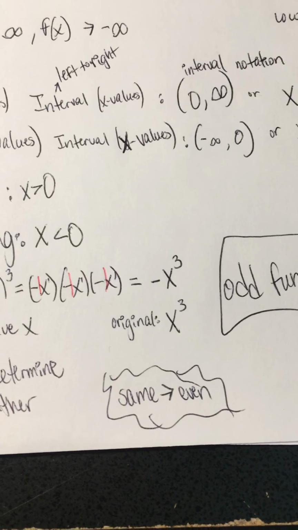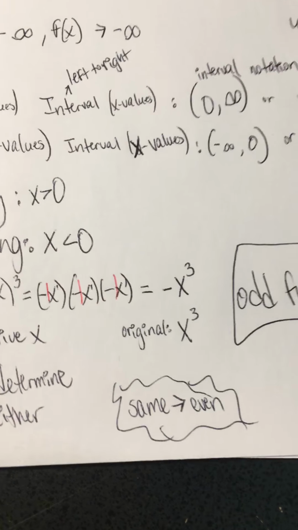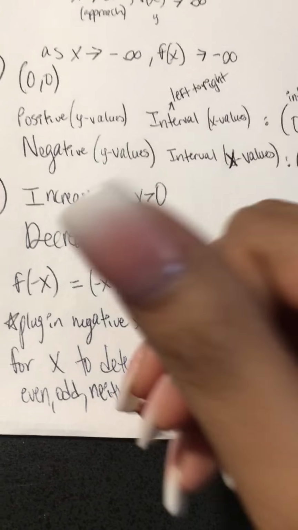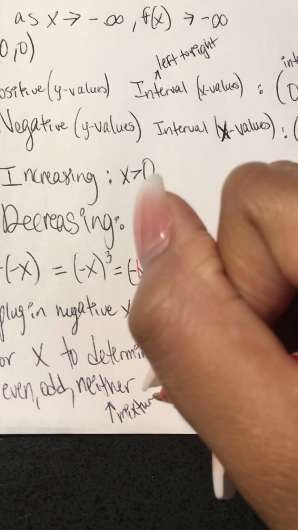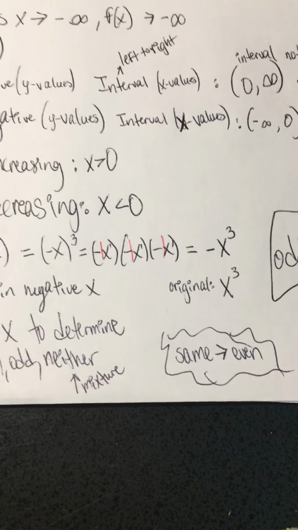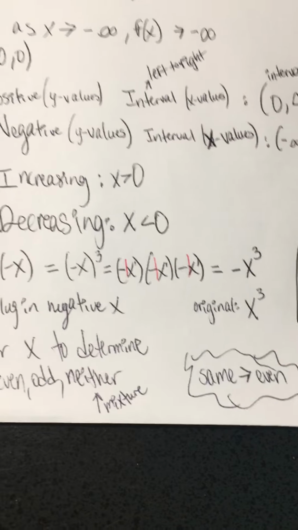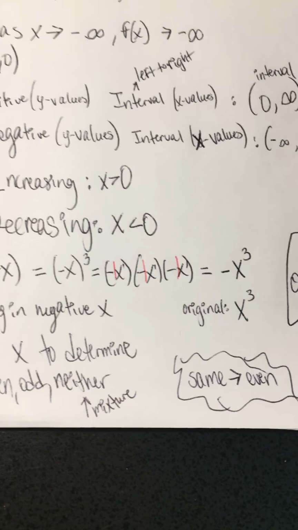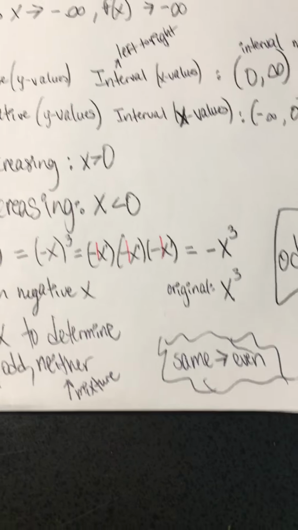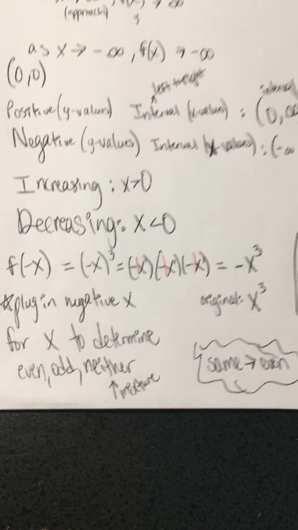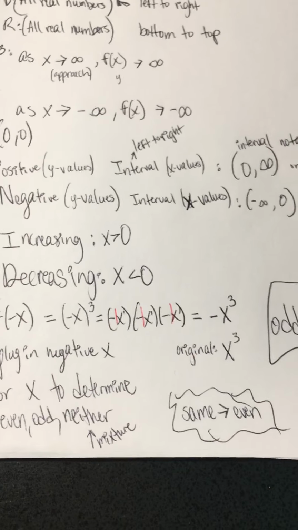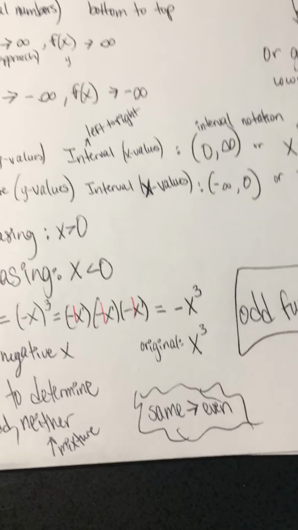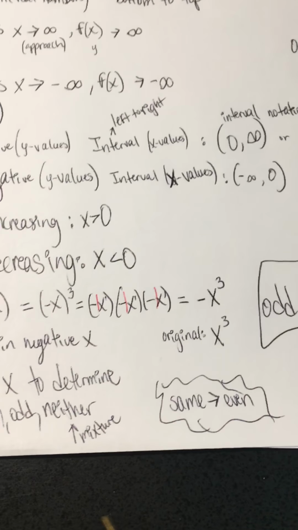If I had more than one term, that would help me determine neither. Neither would be like a mixture of the two. Like some signs would be the same, some signs would change. But if you have one term, it's either odd or even. If I had multiple terms and one sign changed, one sign didn't, 2 signs changed, 1 didn't, any mixture of one sign changing and another not, that makes it neither even nor odd.